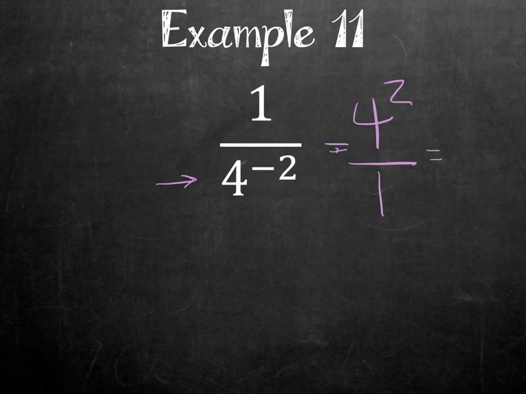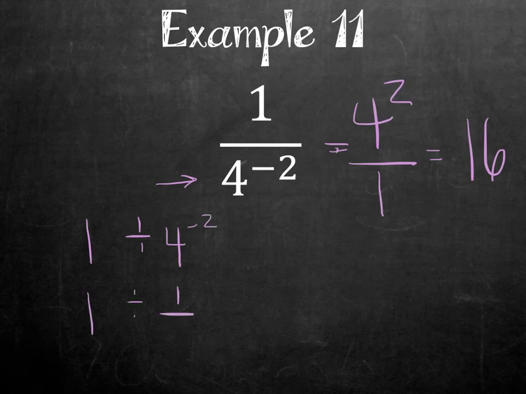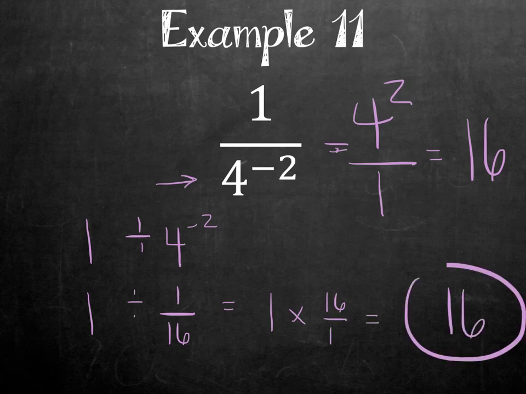Which becomes 16. Now, if you were to work this out as it is, what this is saying is 1 divided by 4 to the negative second. And what we just found out was that 4 to the negative second is 1 over 16, or 1 over 4 squared, which is 1 over 16. But if you remember what you've learned about dividing by fractions, dividing by a fraction is equal to multiplying by its reciprocal. And 1 times 16 over 1 is 16.